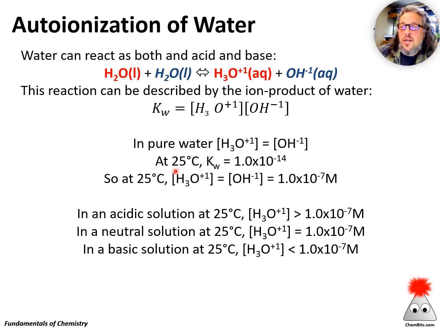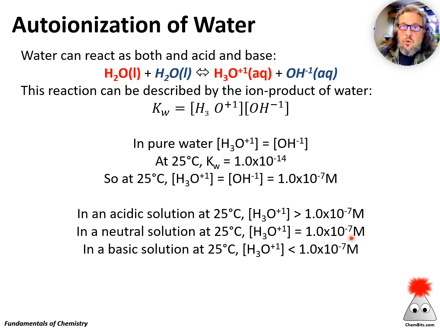At 25 degrees Celsius, the value of Kw is 10 to the minus 14th. So if those two are equal, then they must each equal 10 to the minus 7th. So now, a neutral solution at 25 degrees C is one in which the H3O+ concentration is equal to 10 to the minus 7th molar.